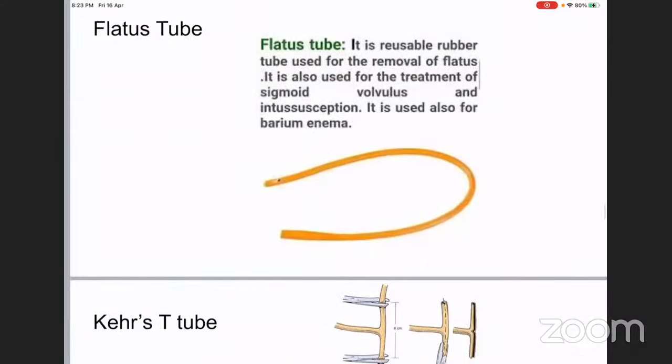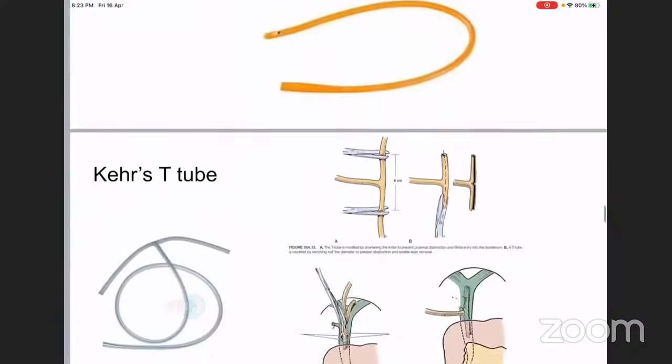Then we have the flatus tube. So this is a reusable rubber tube that is used for removing the flatus in patients with bloating. You can also use this for treating sigmoid volvulus. So if you insert the flatus tube, sometimes if it is a very recent onset volvulus, it can derotate spontaneously after placing the flatus tube. It can also sometimes be used to reduce an intussusception, and it can also be used for introducing a barium enema. Okay, very straightforward instrument.